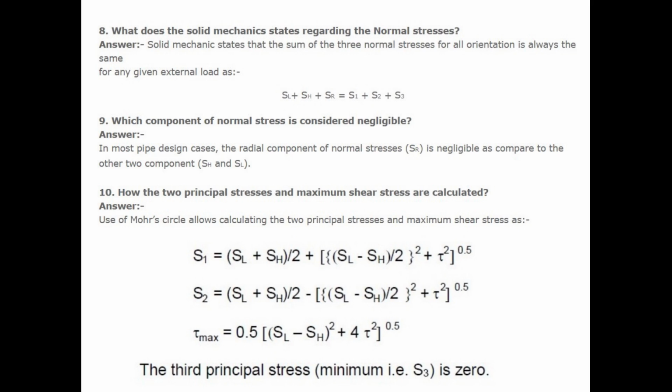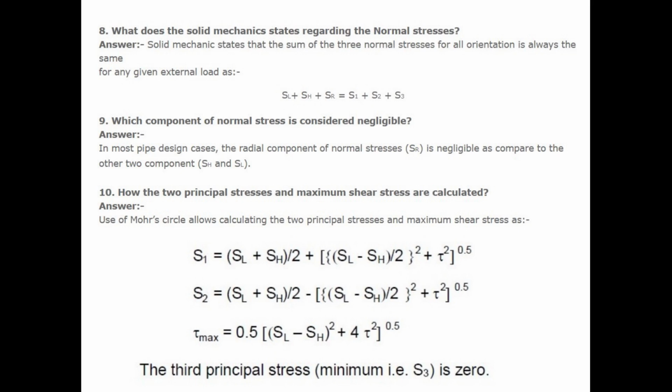Number 9. Which component of normal stress is considered negligible? Answer. In most pipe design cases, the radial component of normal stresses, SR, is negligible as compared to the other two components, SH and SL.